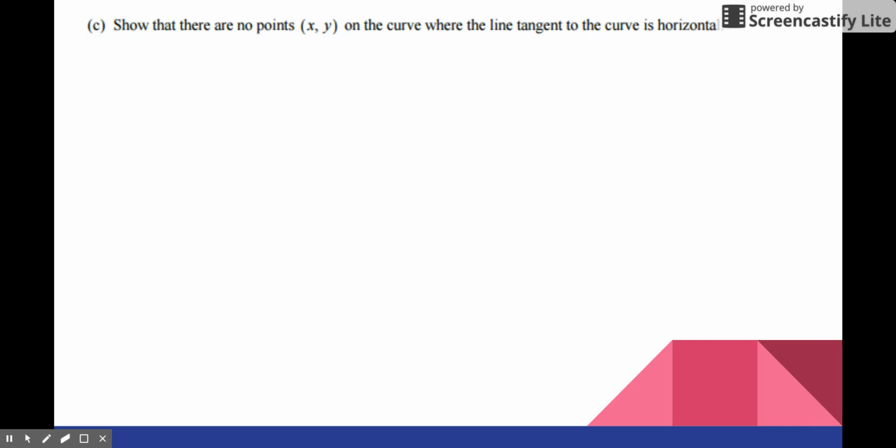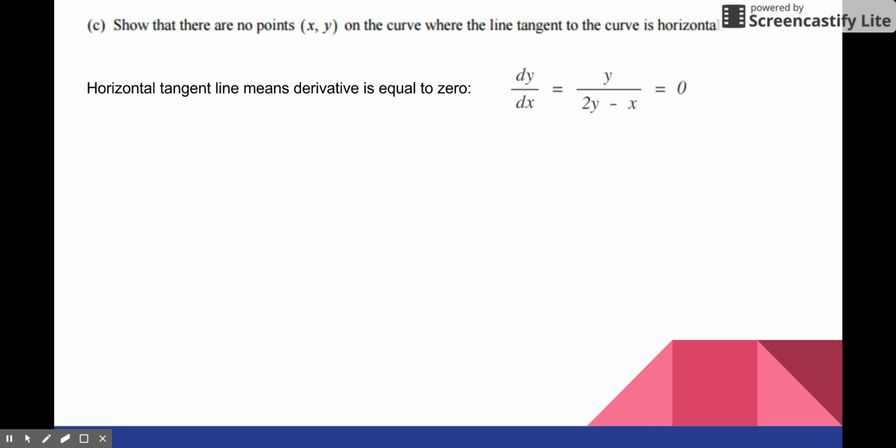The next question is to show that there are no points (x, y) on the curve where the line tangent to the curve is horizontal. So we set dy/dx equal to 0. So y over 2y minus x is equal to 0, and that's going to be equal to 0 when y is equal to 0, as you see there.